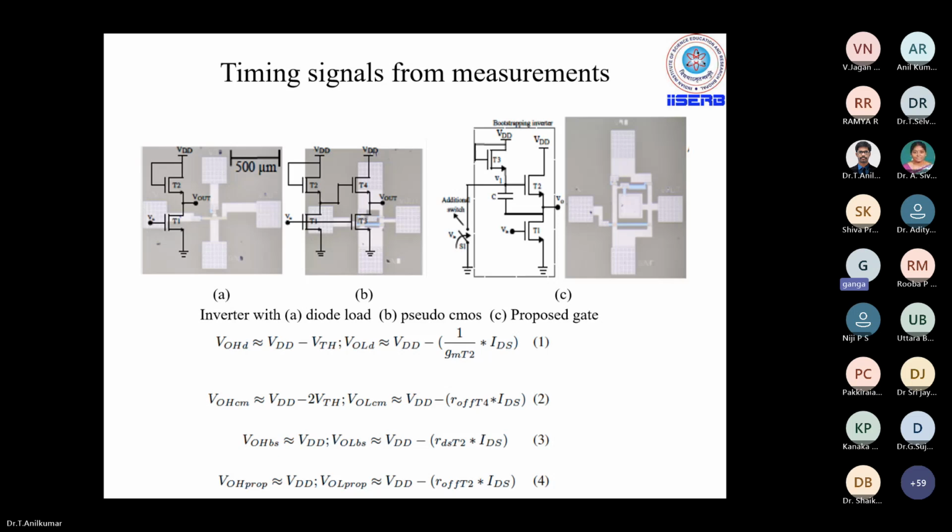Then another configuration is the bootstrapping configuration, which is marked in this rectangle. Here we can get strong logic 1, but logic 0 is compromised. Then what we have done, we merged these two techniques, pseudo CMOS plus bootstrapping, with which we are able to get both strong logic 0 as well as strong logic 1. This is almost like a perfect CMOS gate with V out high equivalent to VDD and V out low equivalent to ground level.